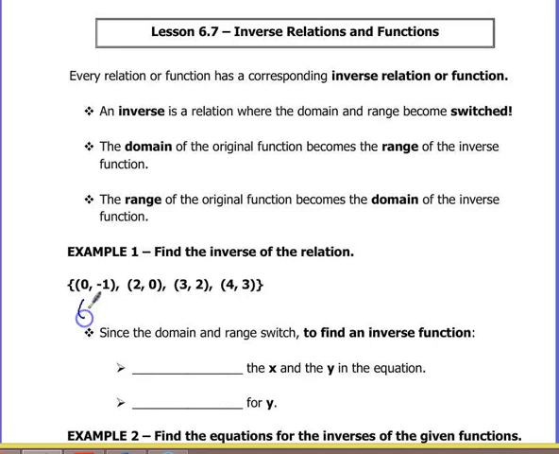The first point will become -1, 0. The second point would become 0, 2. The third point would become 2, 3. And the fourth point would become 3, 4. And that is our inverse function.